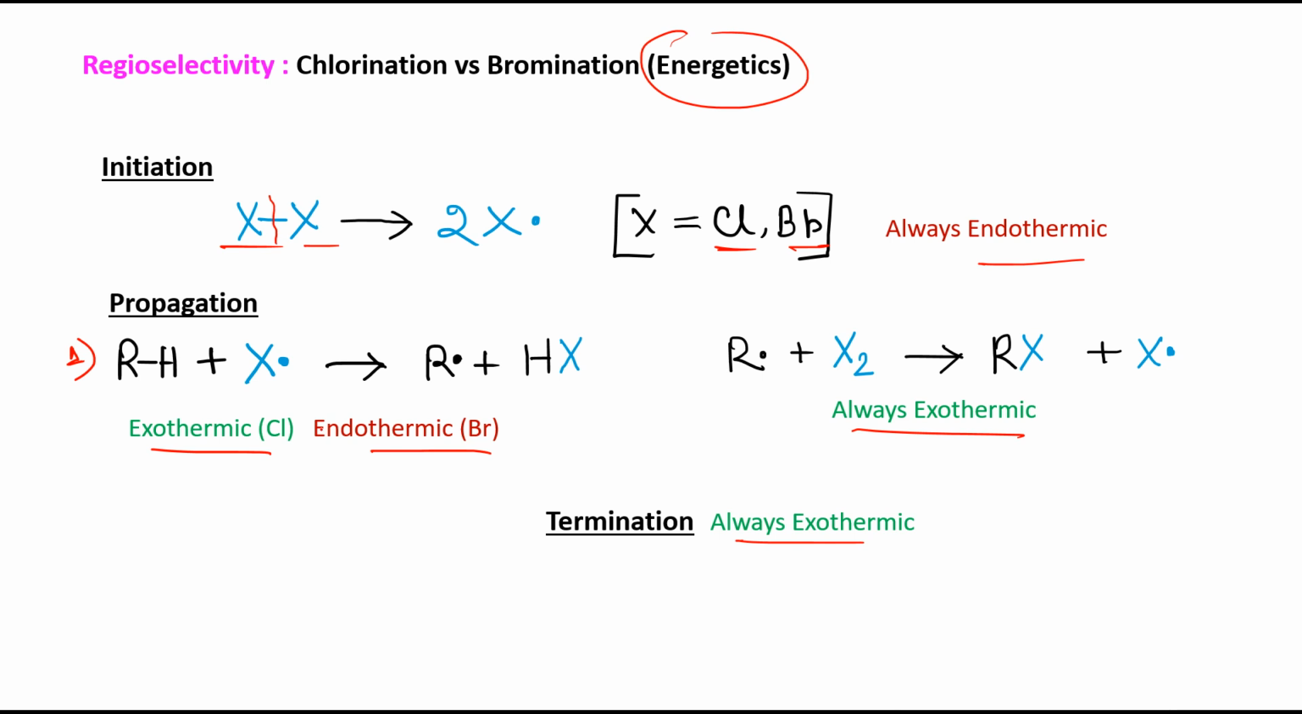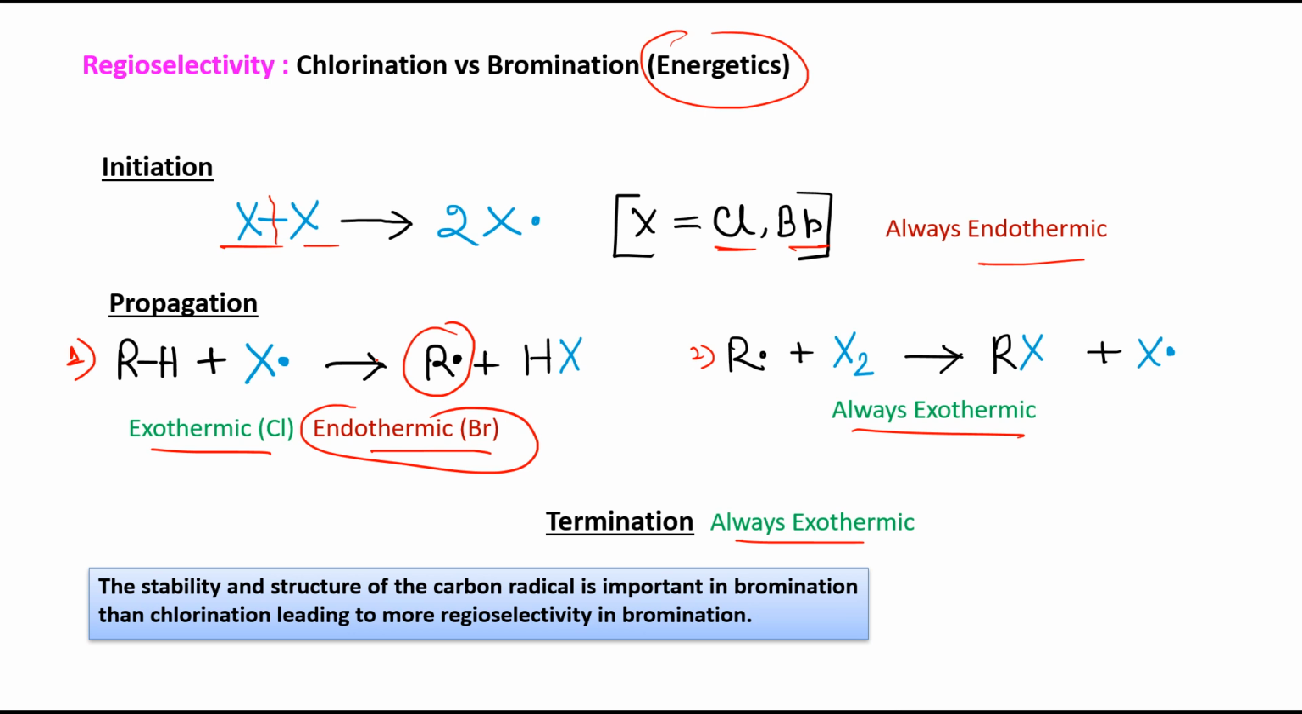In the first step of propagation, this process being endothermic for bromine, it will be the slowest step. That is the reason the stability and structure of this carbon radical will matter in the bromination reaction. It will also matter for chlorination, but in bromination it will matter more. So the stability and structure of this carbon radical is important in bromination compared to chlorination. And that will lead to the greater regioselectivity that we have seen in the previous slide in the case of bromination.